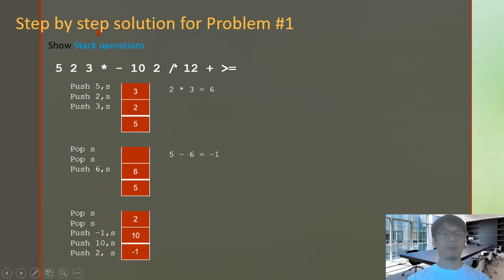So the next operator is the division symbol, so we pop two values in our stack. We have 10 divided by 2, and the result would be 5. So in our stack operation, we pop two values, which means we have pop s, then we push 5.